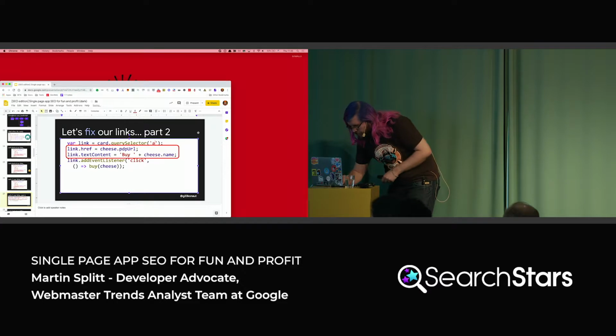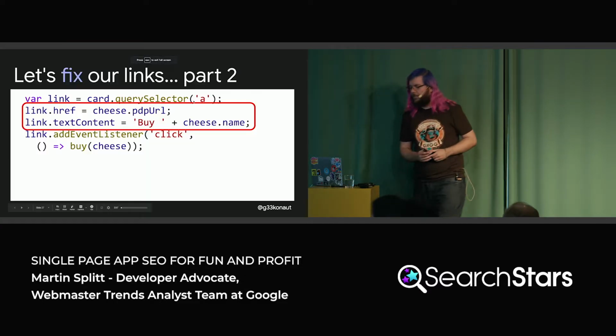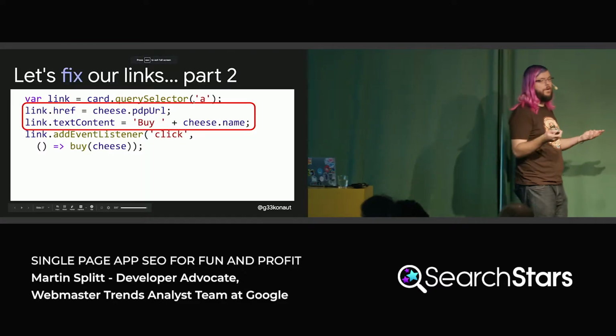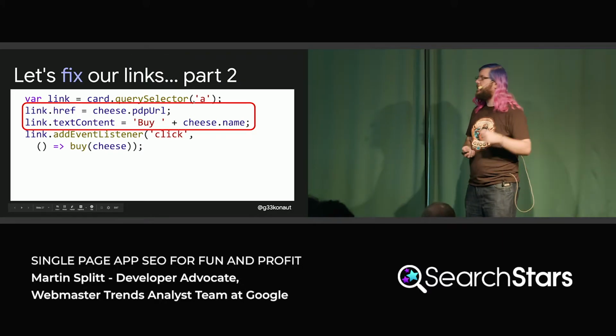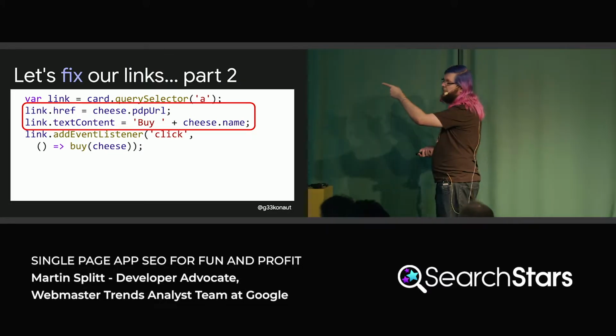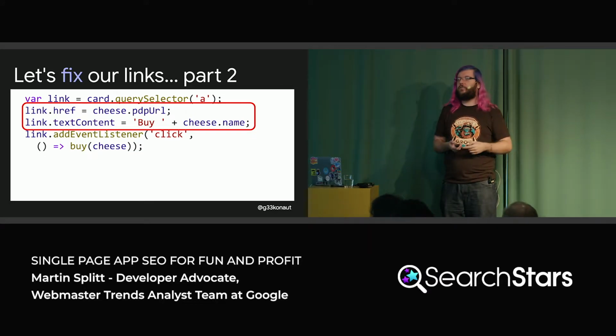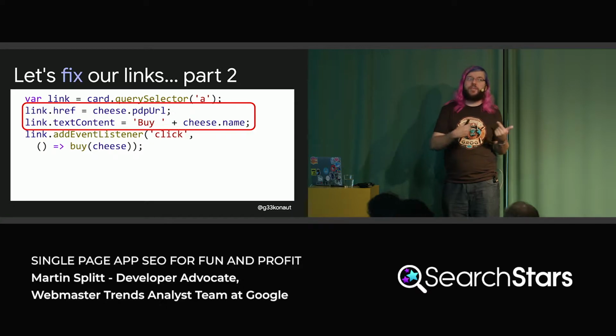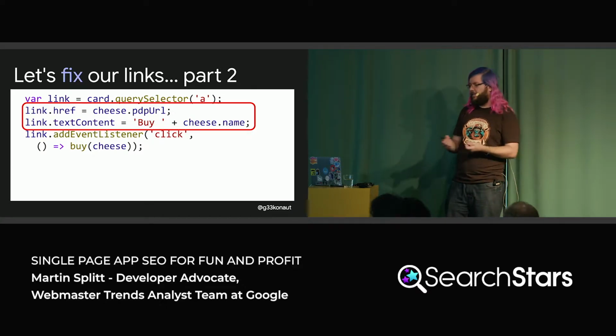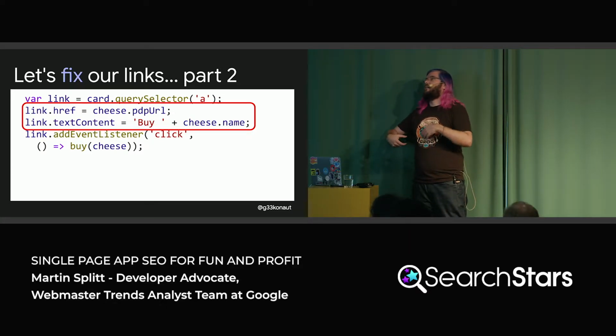There we go. Ta-da. Done. So now we are selecting all the links, or the one link in our template, and we are changing the URL that it points to. Maybe our JSON has an actual product detail page URL that we can use here. And we also change the link text so that it says, in this case, by Tilsiter, which is a fantastic kind of cheese, as I learned.